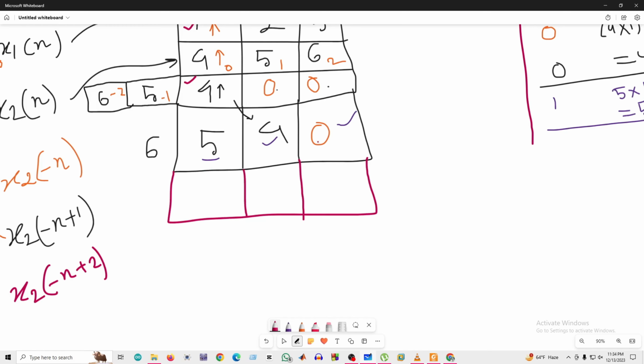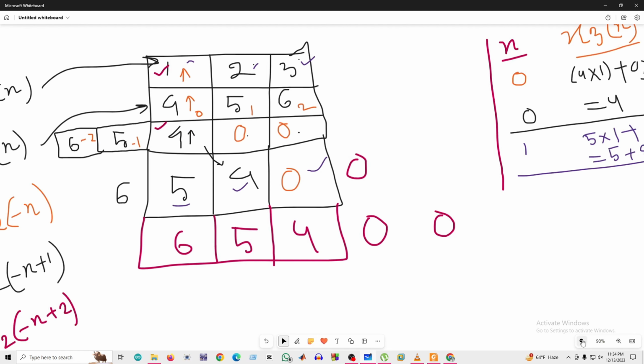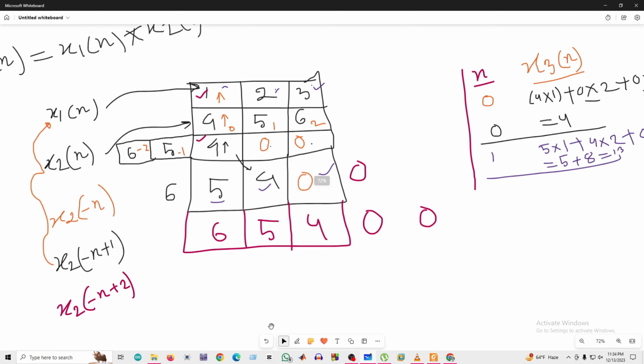So basically now the 0, this 0 is now here, and this 0 is outside. So the 4 is now here, and the 5 is now here, and now that is 6. So this is the second shifting. You delete the 2 samples, right?